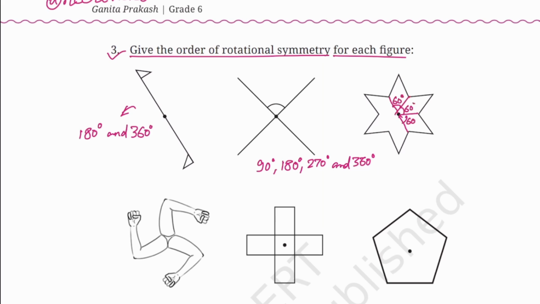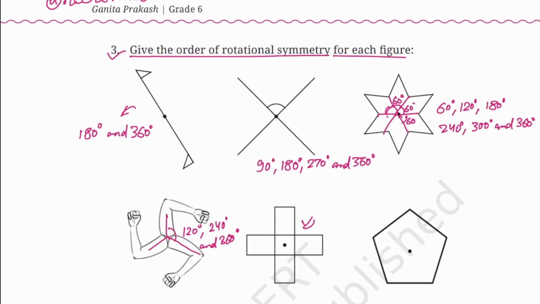For this one, multiple of 60 degree, that will be 60 degree, 120 degree, 180 degree, 240 degree, 300 degree and 360 degree. For this figure, multiple of 120 degree, that is 120 degree, 240 degree and 360 degree.